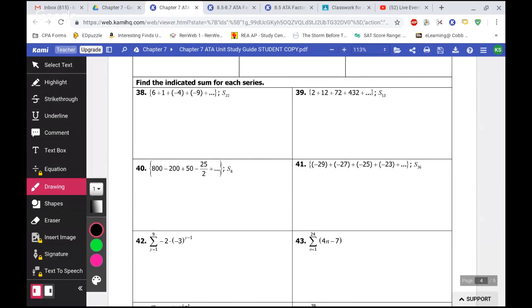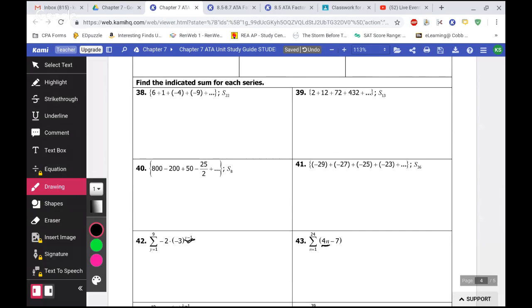So we're supposed to find the indicated sum for the series. Just note, all the time when you're trying to find a sum for a series and it's not telling you whether it's arithmetic or geometric, remember the distinguishing difference: if there is no exponent, it's arithmetic. If there's an exponent, it's geometric. So that'll help you know which formula to use. Does that make sense? Yes.